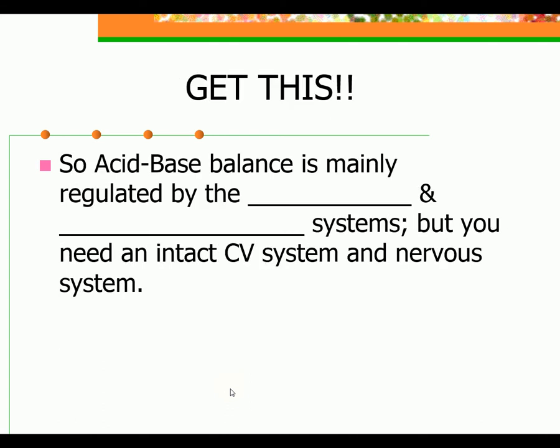So if you don't get anything else, you got to get this. Acid-base balance is mainly regulated by two of those four systems, and that would be the respiratory and the renal.